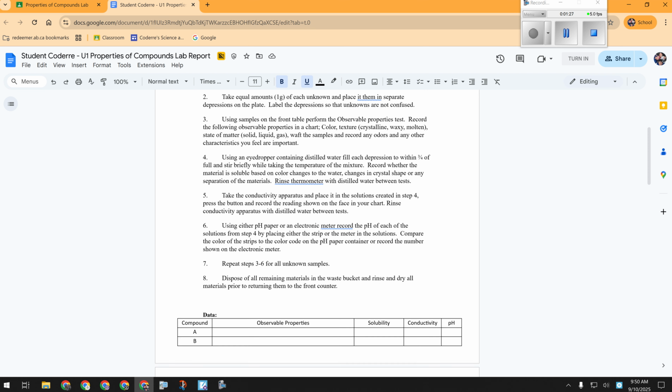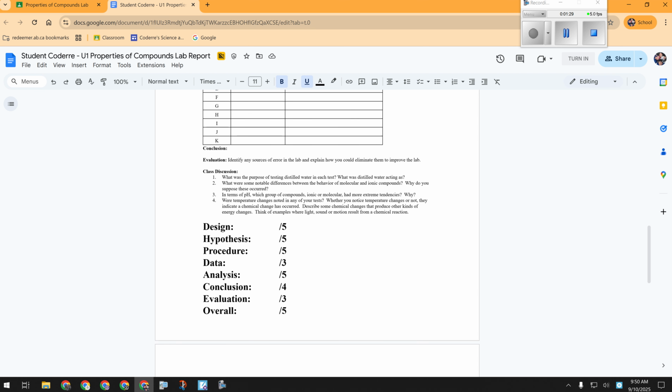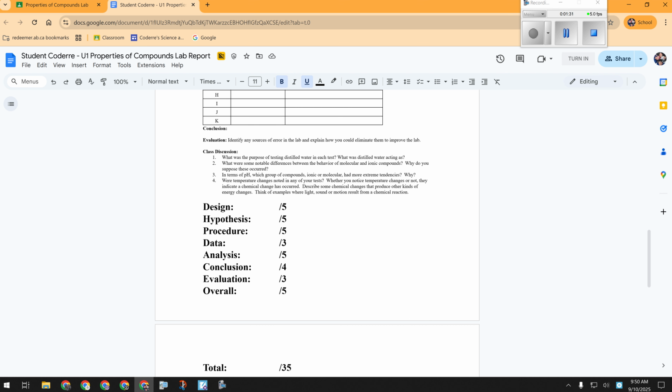Then for your conclusion, we talked about this the other day. For the conclusion, copy and paste your hypothesis, and then tell me what your results were. Did everything have unique sets of data? Did everything have unique physical properties? What does that mean for your hypothesis? Can you accept it or reject it? And then two sources of error and ways to fix them.